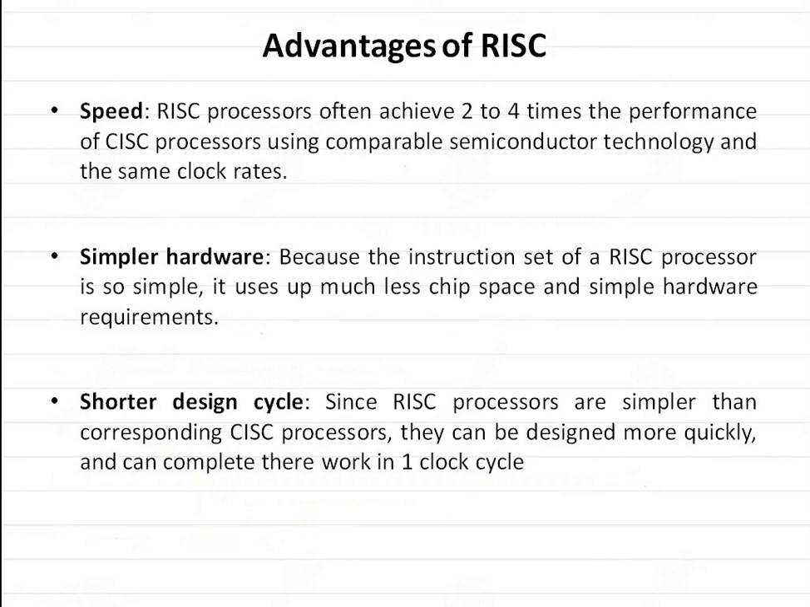Then the advantages of RISC. RISC-based architectures have more speed, approximately 2 to 4 times faster than CISC-based processors. The hardware is much simpler as compared to the CISC processor, because the instructions are relatively few, so the hardware is also simpler. And shorter design cycle: RISC processors can be designed very quickly, and they can complete their work in 1 clock per cycle. That is why they have a shorter design cycle.